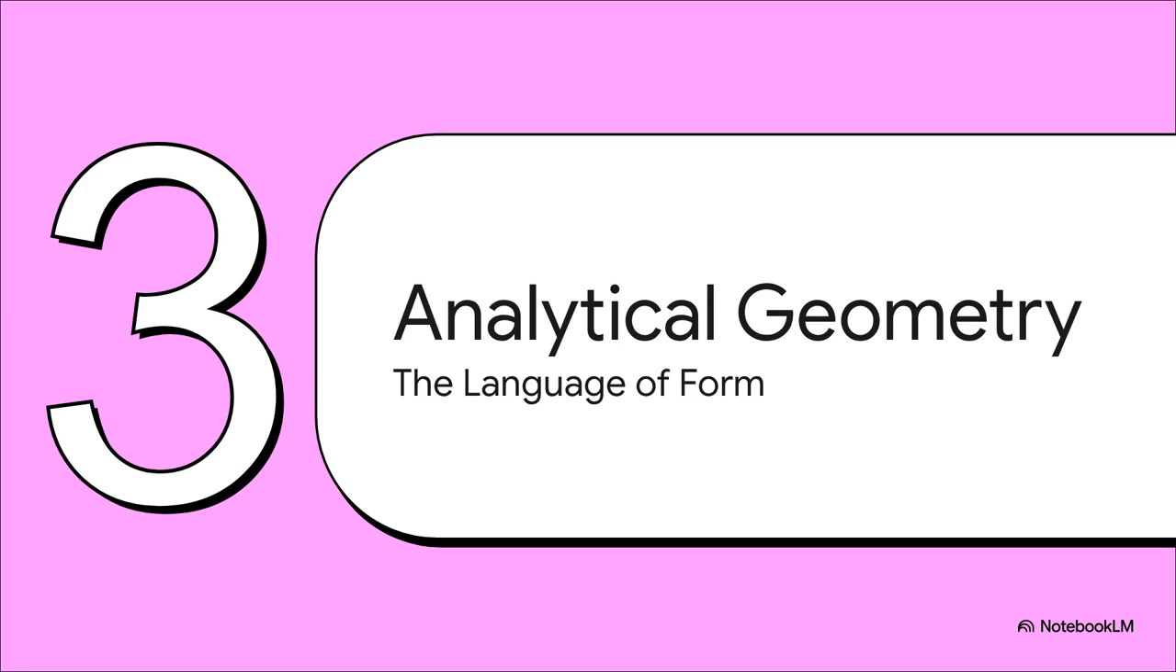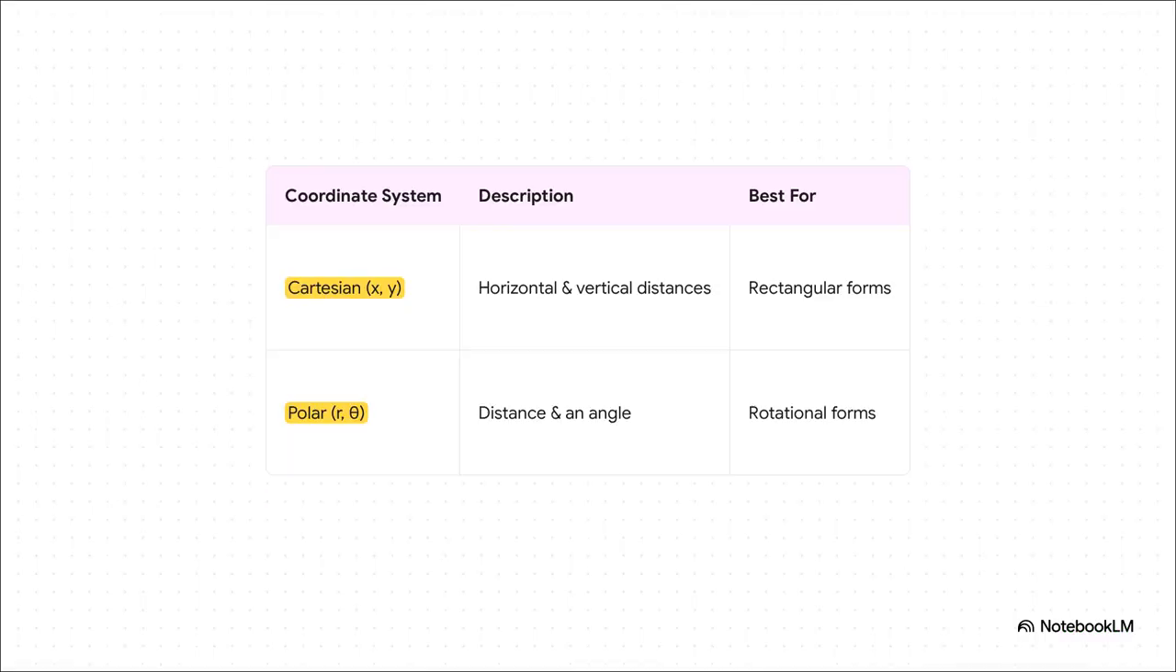But what language are we even using to describe these shapes in the first place? That brings us to the final piece of our toolkit, analytical geometry. This is the fundamental grammar of form. A good architect really has to be bilingual.